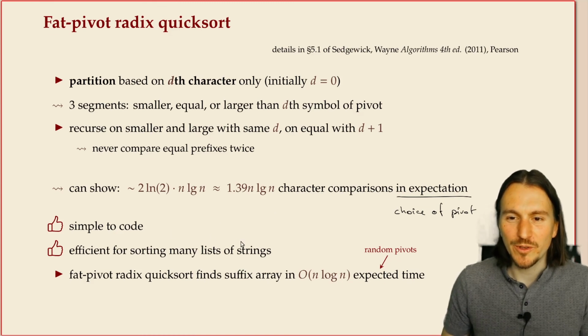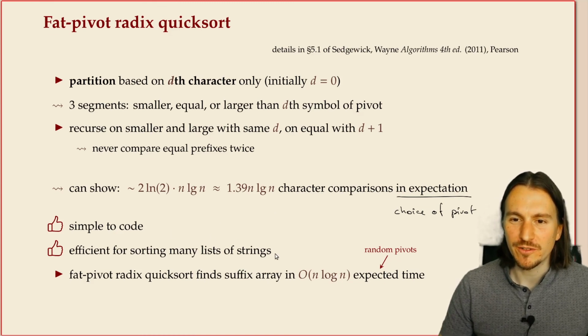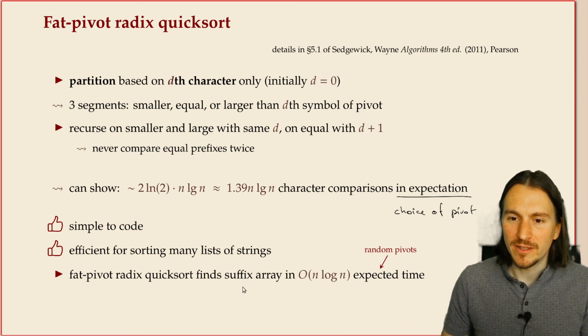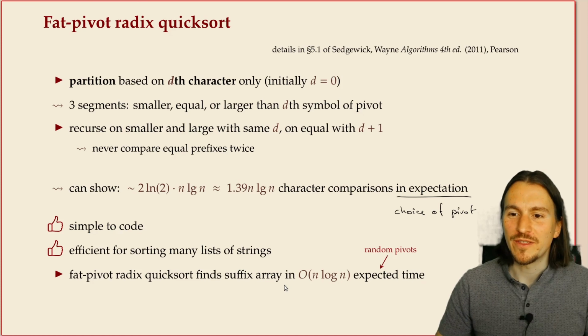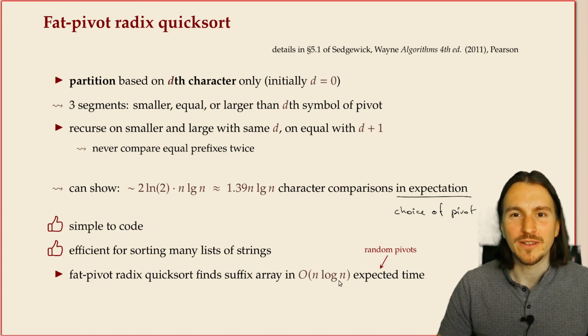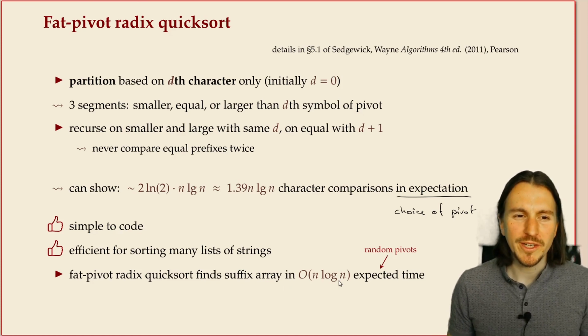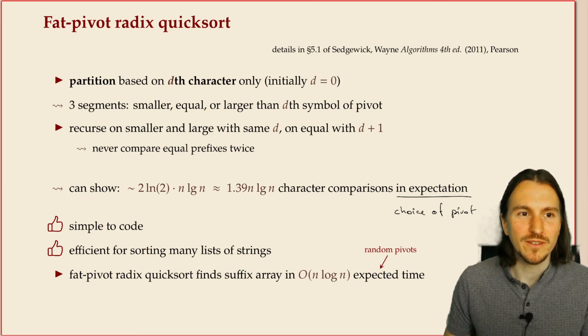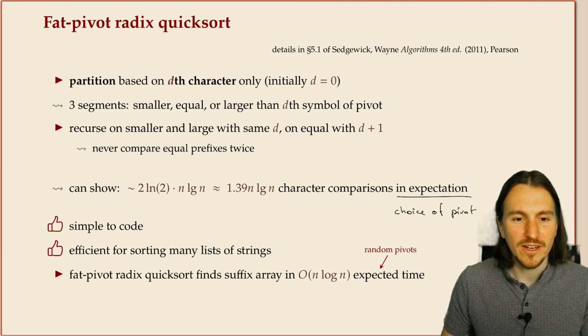It's very simple to code. It's very efficient for sorting strings, even if they're not suffixes. And we can also apply it to find the suffix array in n log n time. That's already quite good because we started with something quadratic. Reducing that to n log n gets you most of the way.